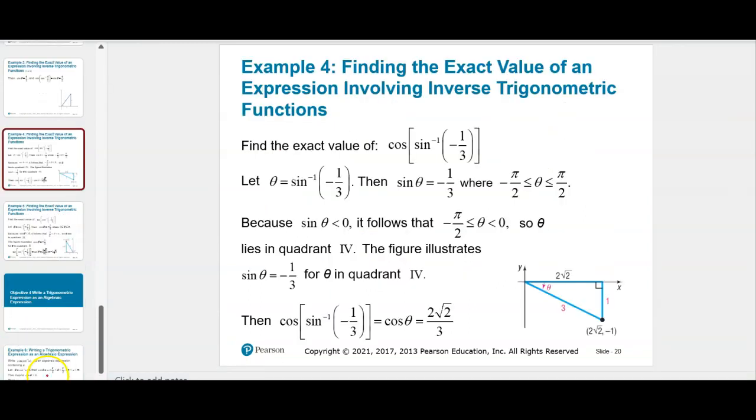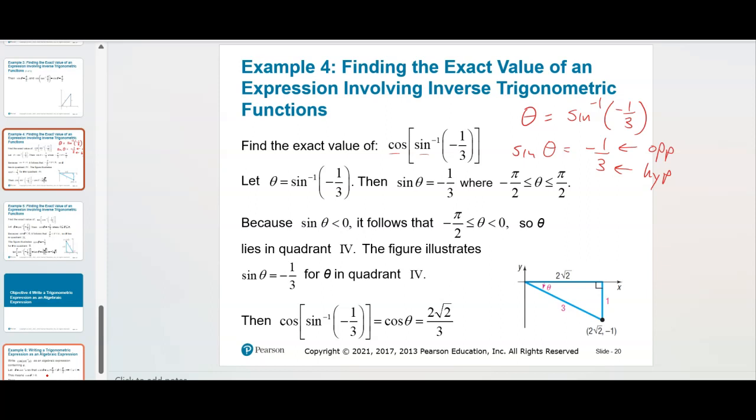When I say this angle, I mean the inverse trig function that we're given. Let's do the same thing for this one. Cosine of the inverse sine. So the inverse sine is the angle. That means the sine is negative 1/3, and 1 is the opposite, 3 is the hypotenuse. All right, for sine, 3 is the hypotenuse. So they're drawing this picture because it's negative, it's in quadrant 4, so they're drawing it over here in quadrant 4.